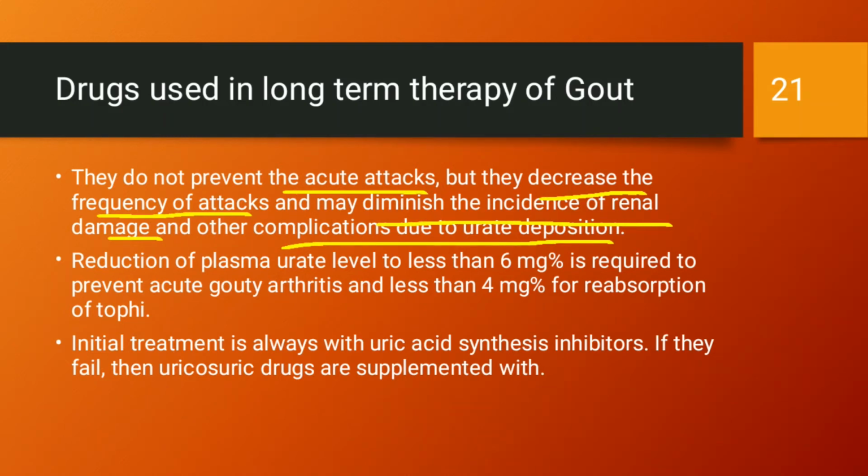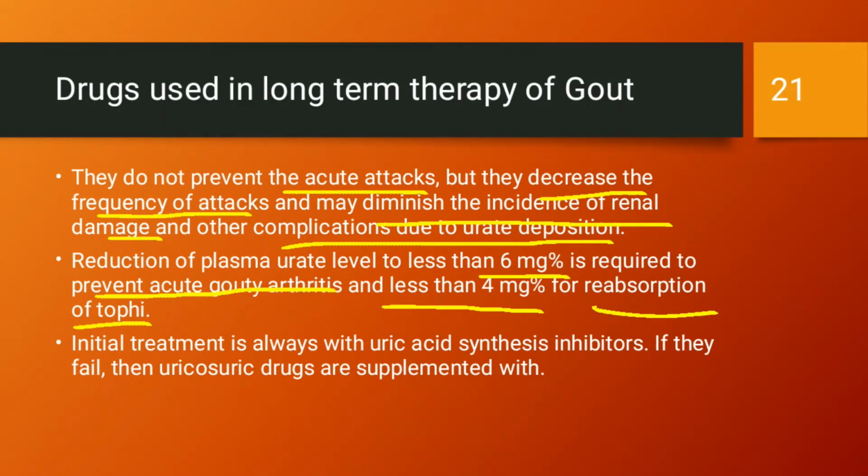Reduction of the plasma urate levels to less than 6 milligram percentage is required to prevent acute gouty arthritis, and less than 4 milligram percentage for reabsorption of the tophi. So pathological readings must be correlated with the use of drug therapy. Depending on the urate milligram percentage in the body, we have to decide on the therapy.